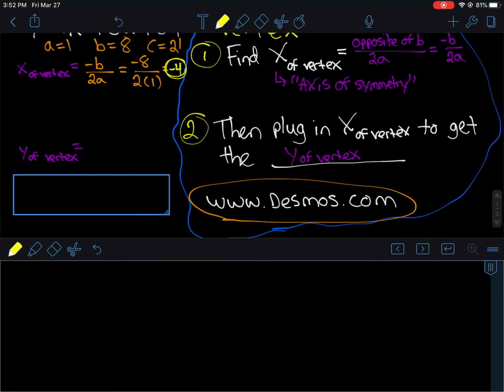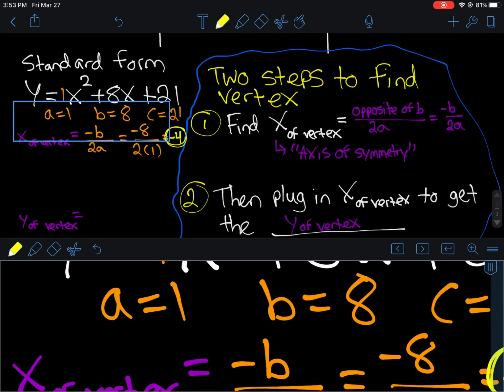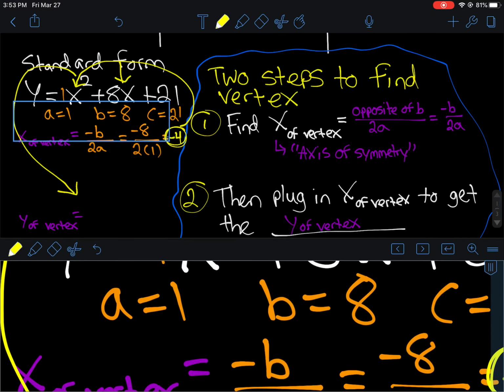So when I come here, my vertex, half of it, the x of it, is going to be negative 4. Now, once I have my x, now I can find my y. So I find my y by plugging in this answer into both x's, not just one, both of them. And when you plug it in, don't forget you need to make sure you have parentheses.